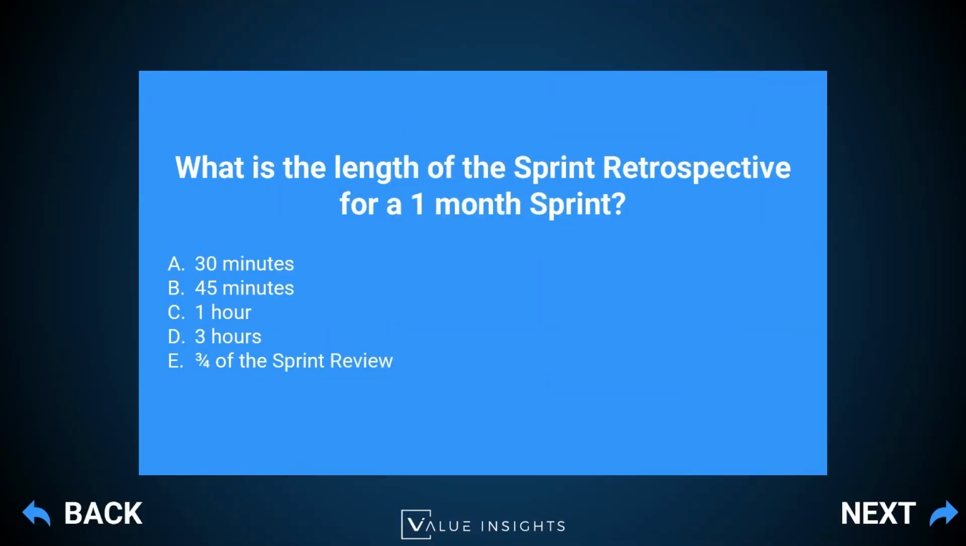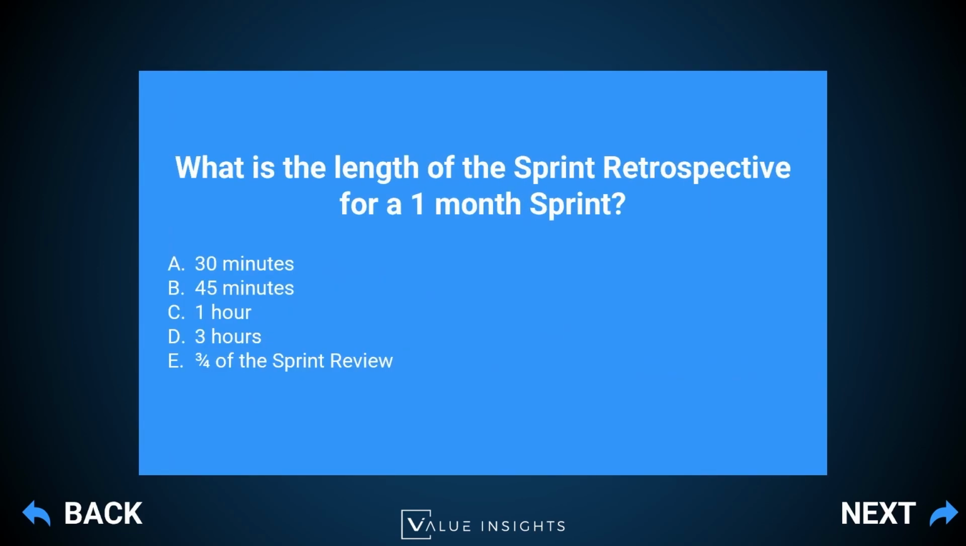Okay, let's have a look at our next question. What is the length of the sprint retrospective for a 1-month sprint? A, 30 minutes. B, 45 minutes. C, 1 hour. D, 3 hours. Or E, 3/4 of the sprint review. Here there can be only one answer, and the answer is E. E here is 3/4 of the sprint review.